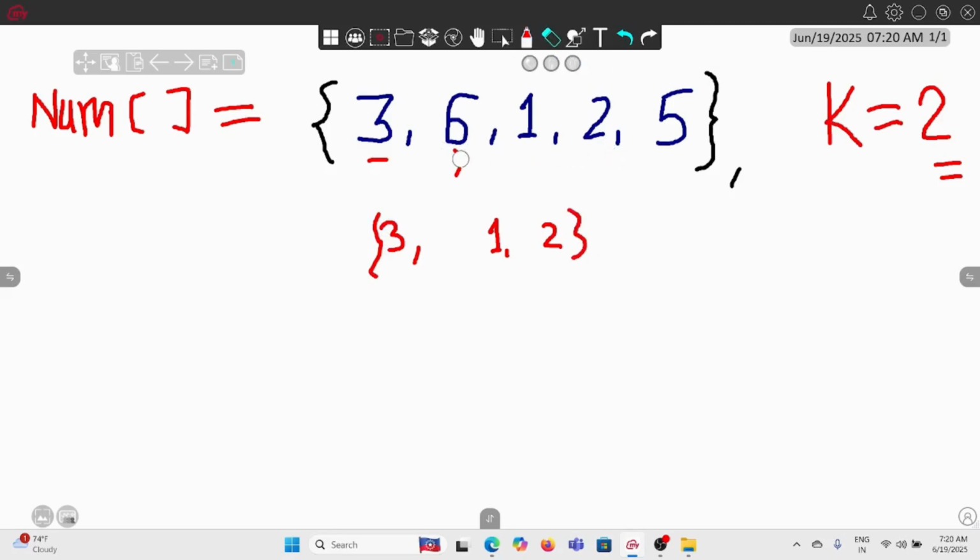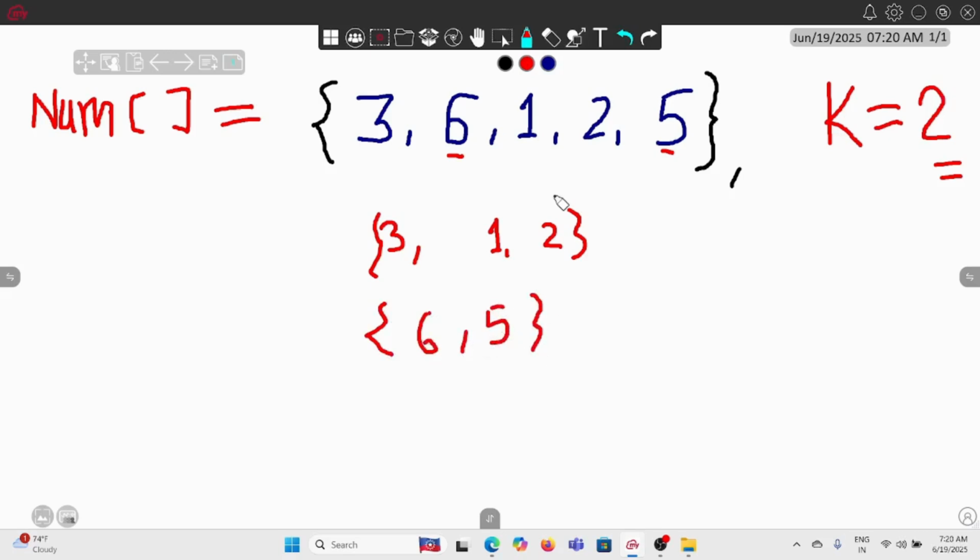How about the other one? What if I took another subsequence? This is 6. 6 minus 1 is 5, so we cannot take this. 6 minus 2 is 4, which is also greater than k. So what if we take 6 minus 5? It is basically 1 only. So this also becomes a legit subsequence. So 6 and 5 could be another of the subsequences.